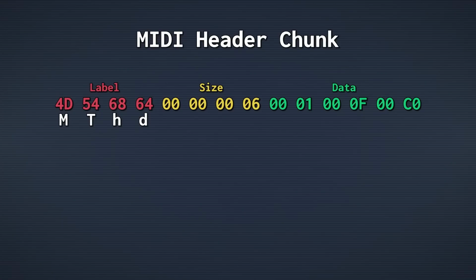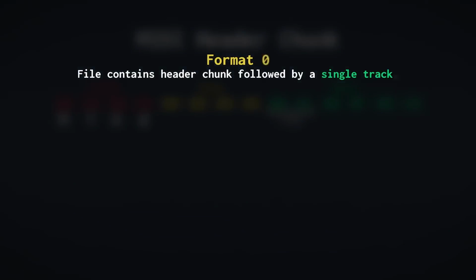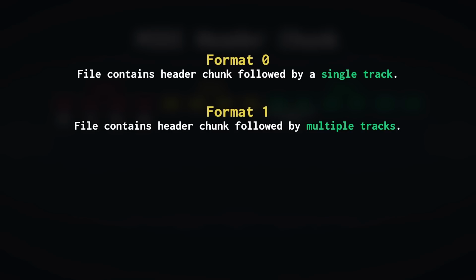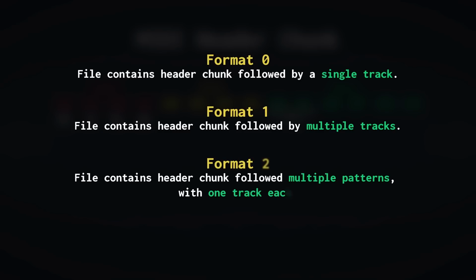They represent 3 separate values, each taking up 2 bytes. The first stores the format of our file. The format has 3 possible values: format 0, format 1, or format 2. Format 0 indicates that the file contains a header followed by a single track. Format 1 indicates that the file contains the header followed by multiple tracks. And as far as I understand, format 2 is basically the same as format 1, except that each track represents a pattern. The thing is, I have yet to encounter a MIDI file that uses format 2, so I'm not really sure how it works.